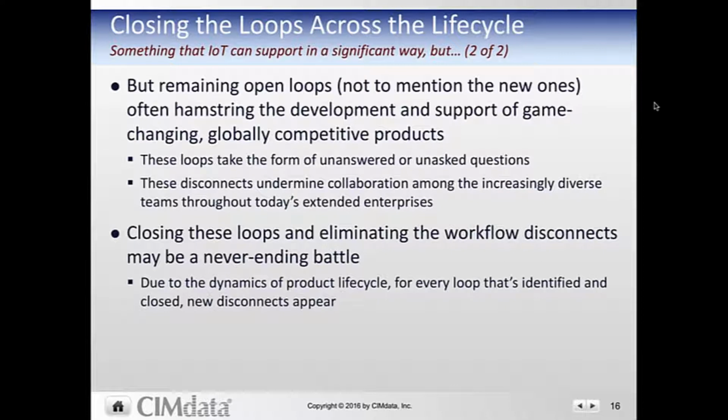So there are a lot of open loops. There are ones that are going to be created as we continue to create more smart connected products. There'll be more information out there that may not be closed, or that loop may not be closed from the field all the way to the different areas of product information that are needed. In some ways, companies are hamstrung and really can't develop and support game-changing ideas and competitive products because they don't know where they're supposed to improve. They don't understand how customers are really using their products. In many ways, the disconnections undermine collaboration, even among the teams within companies, let alone organizations that are part of the extended enterprise.